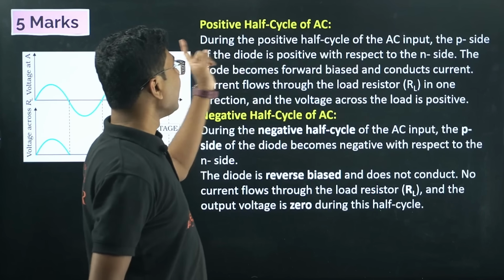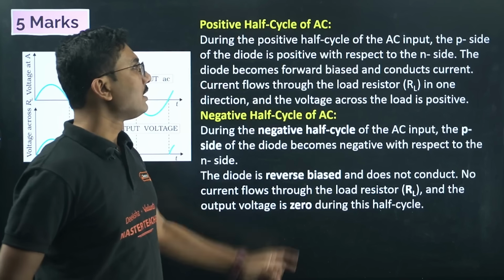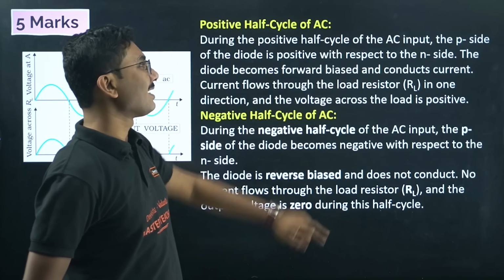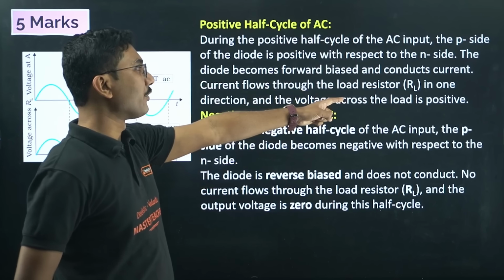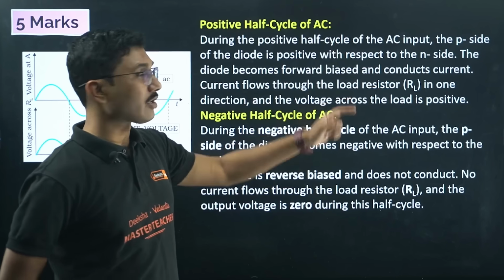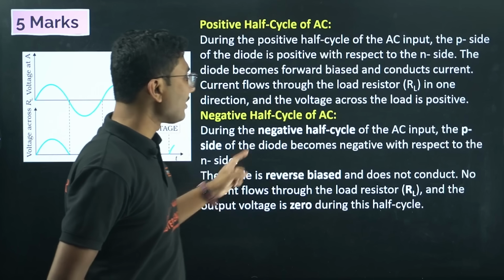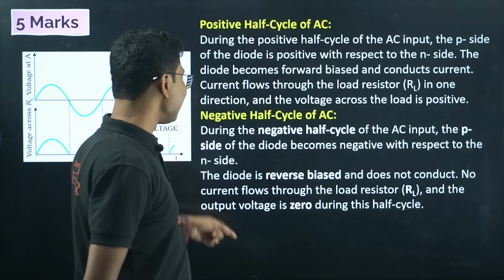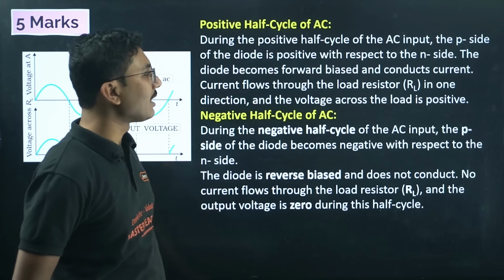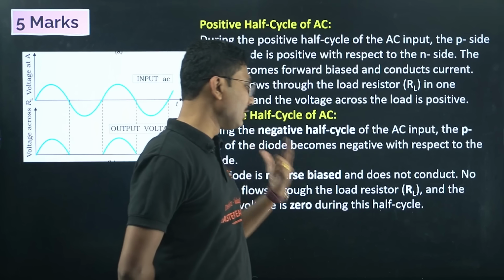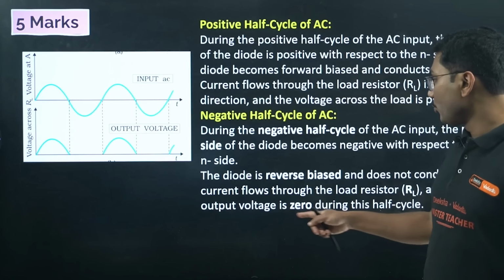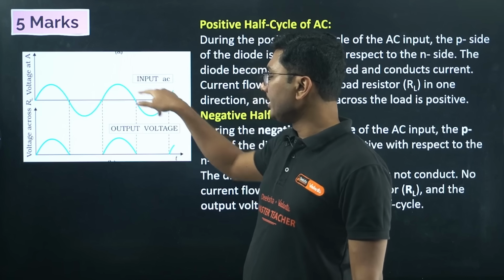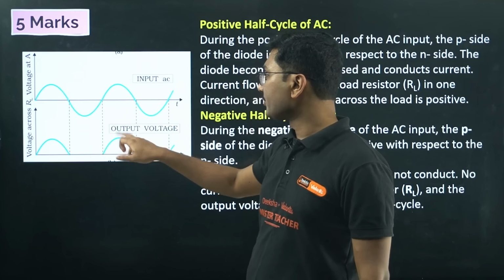Now the working. During the positive half cycle of the AC input, the P side of the diode is positive with respect to the N side. The diode becomes forward biased and conducts current. Current flows through the load resistor RL in one direction and the voltage across the load is positive. During the negative half cycle of the AC input, the P side of the diode becomes negative with respect to the N side. The diode is reverse biased and does not conduct, so the current through the load resistor is 0 and the output voltage is 0 during this half cycle. If you see the input output diagram, only the half cycle is converted.